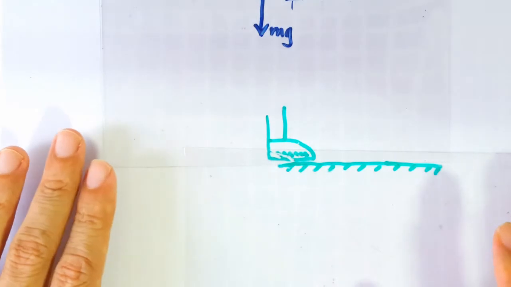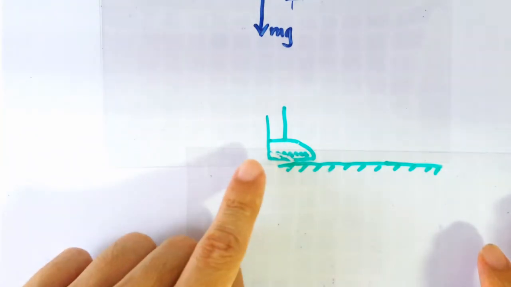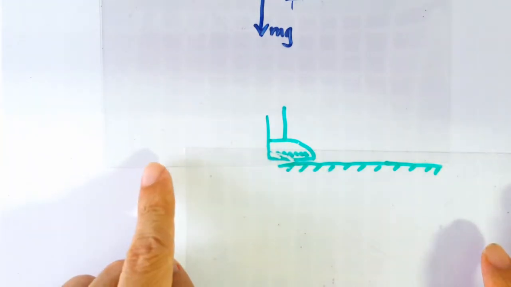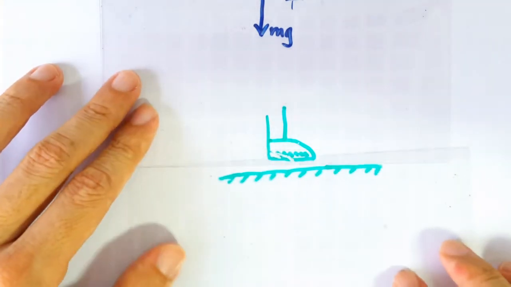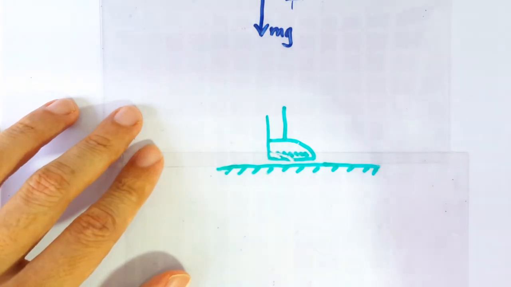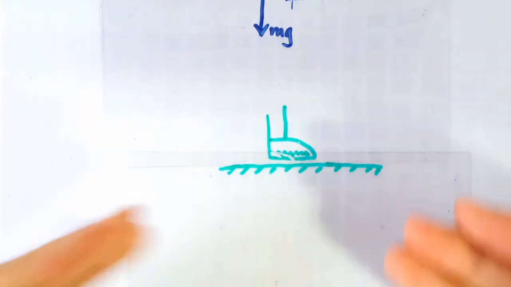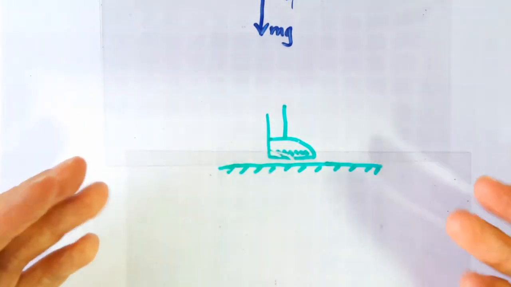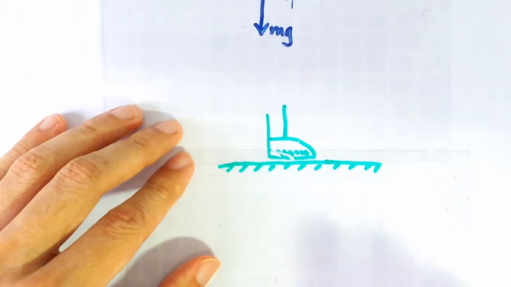So there's a tendency for relative motion, which is the tendency for the foot to fall behind relative to the floor. So what will the floor do? It will exert the frictional force in a forward direction because it wants to oppose this tendency for relative motion. It wants to prevent this slipping of these two surfaces.